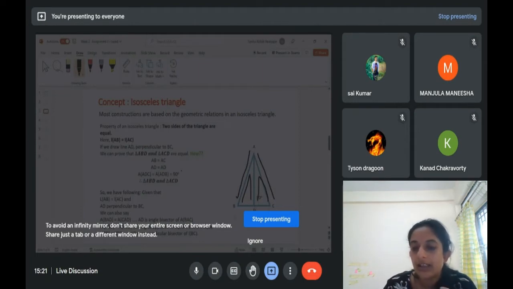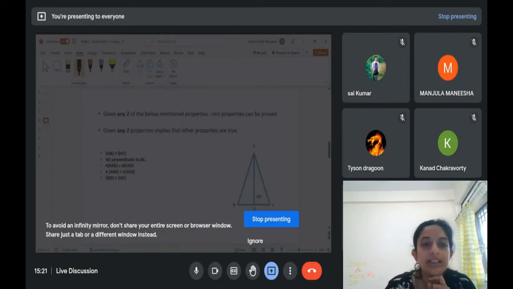Similarly, length BD is also equal to length DC. Why? Because again, triangle ABD and triangle ACD are equal. So this length is equal to this length. What does it mean? In an isosceles triangle, if I draw a perpendicular line AD to line BC, it is also bisecting the line BC. So AD is also acting as the perpendicular bisector of the line BC. Similarly, angle ABD and angle ACD are also equal. So the angles opposite to the equal sides are also equal in the isosceles triangle.